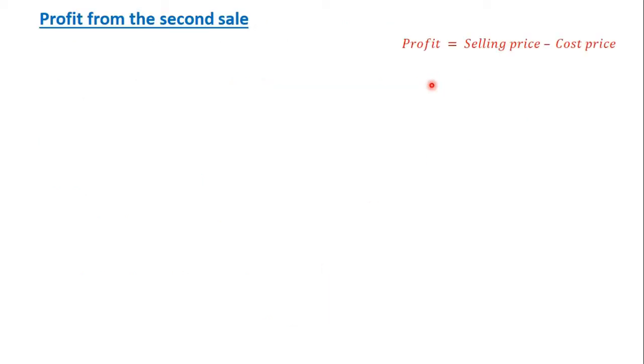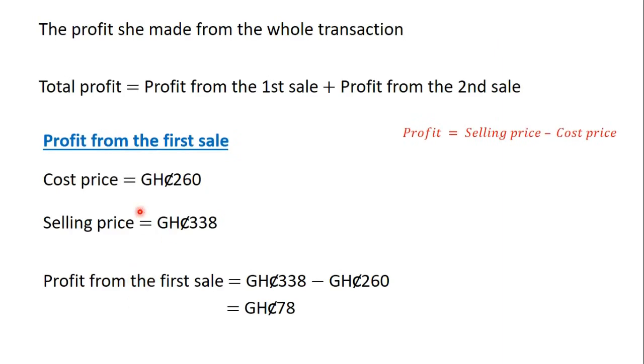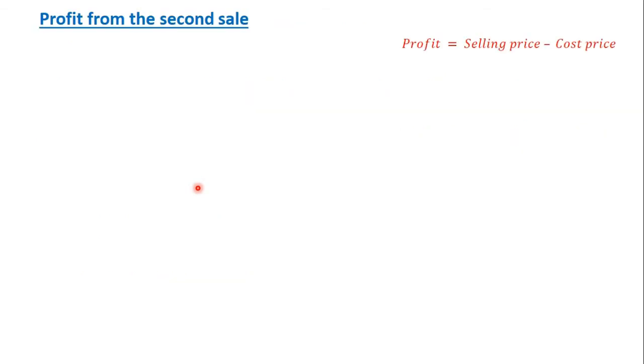Now let's find the profit from the second sale. Once again, profit is equal to selling price minus cost price. Because the woman divided the tomatoes into two parts, if the cost price for the first part is 260 Ghana cedis, it means that the cost price for the second part will also be 260 Ghana cedis.